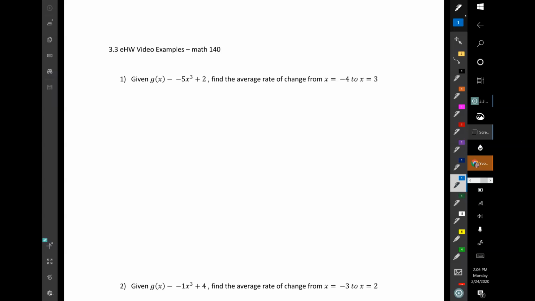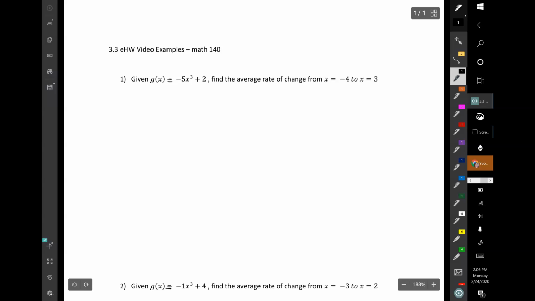So what we want to do is, given g of x equals negative 5x cubed plus 2, find the average rate of change from x equals negative 4 to x equals 3. It doesn't really matter which I call my first input or my second.